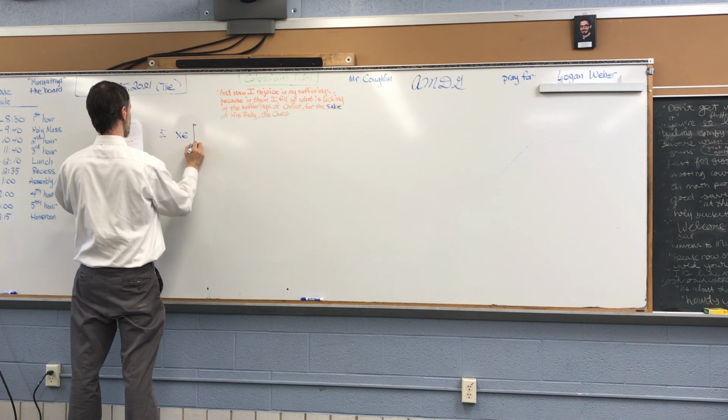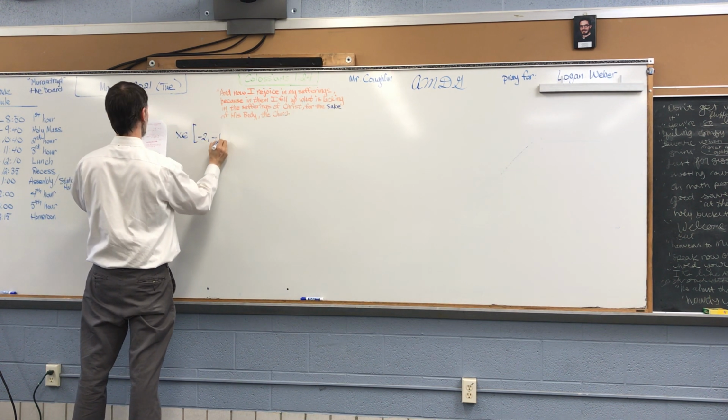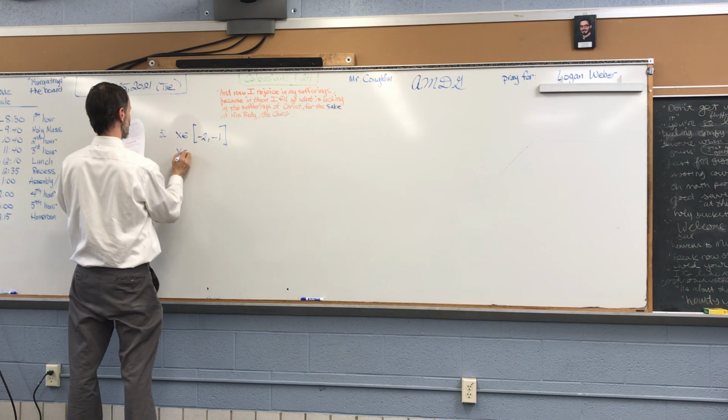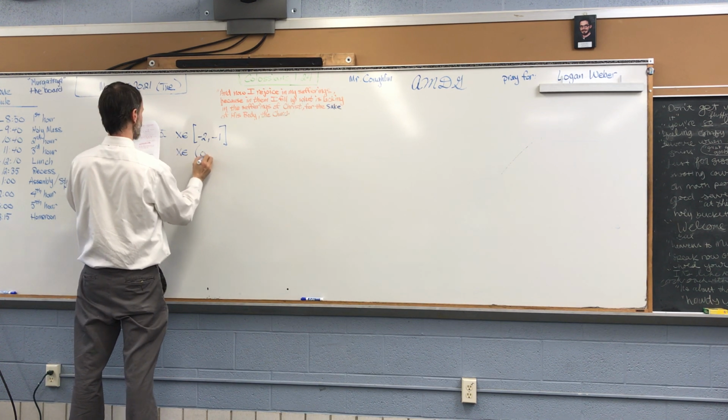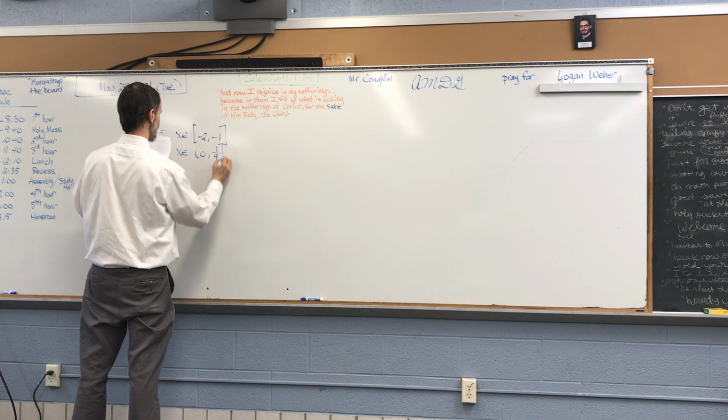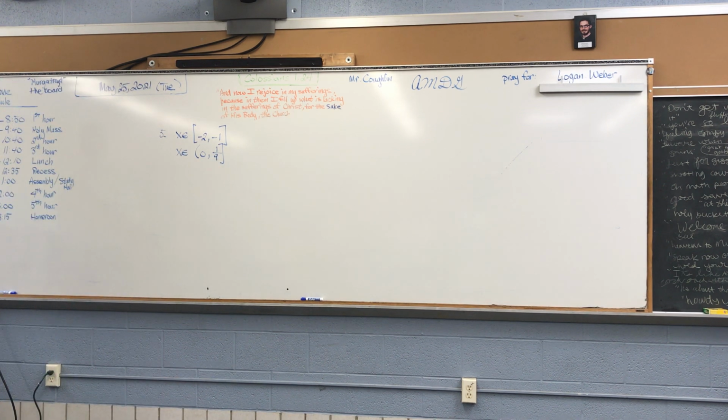X belongs to square bracket -2, -1 square bracket, and the other one is X belongs to round bracket 0, 1/9 square bracket. That's the answer for number 5.